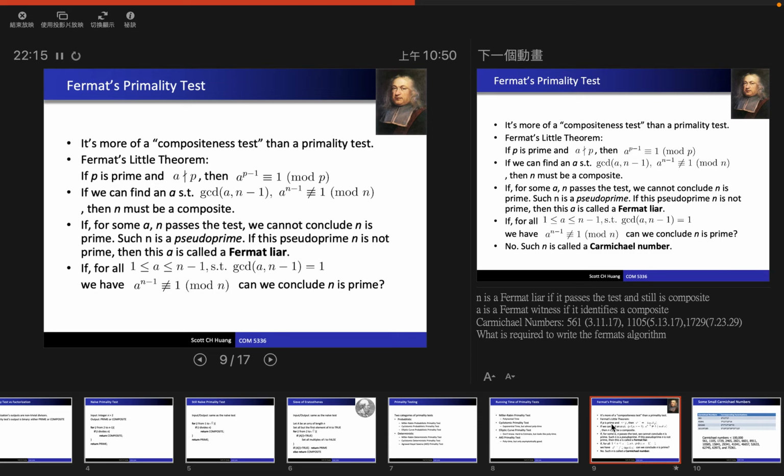The logic says if p is prime, this relation holds. It's a necessary condition. If p is prime, then p being prime is a necessary condition to let this hold. So in other words, if this does not hold, then p must not be prime. So that's a composite test. It doesn't tell you that if p is not prime, then it does not hold. It's not this way. So if p is prime, then some property, let's say this property, holds.